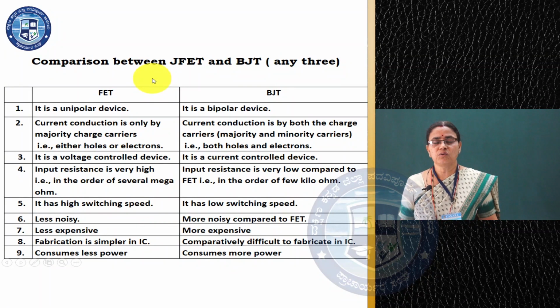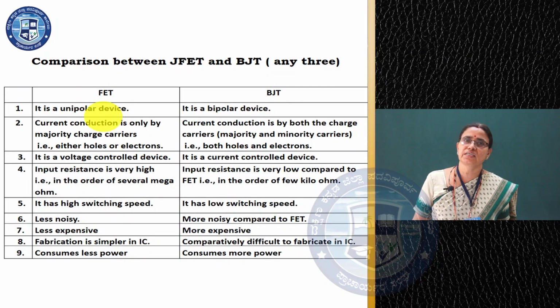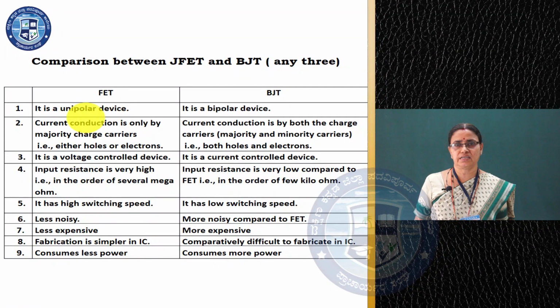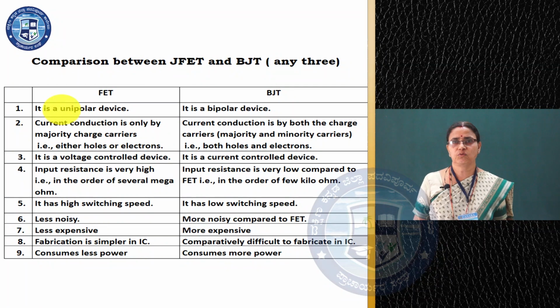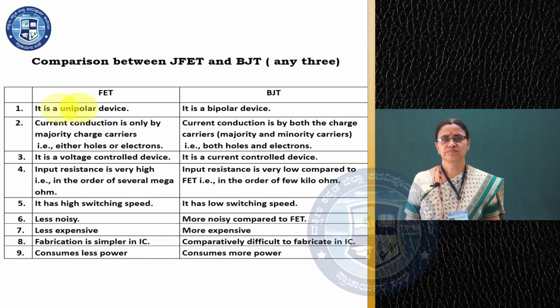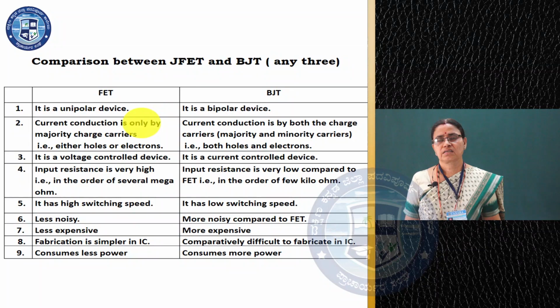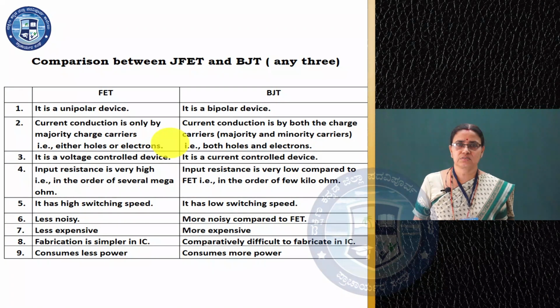Now the comparison between BJT and FET. FET is a unipolar device, BJT is a bipolar device. Unipolar means uni is single, polar means charge carriers. So here only one type of charge carrier, the majority charge carrier, is considered. In BJT there are two types of charge carriers, electrons and holes, majority as well as minority charge carriers.